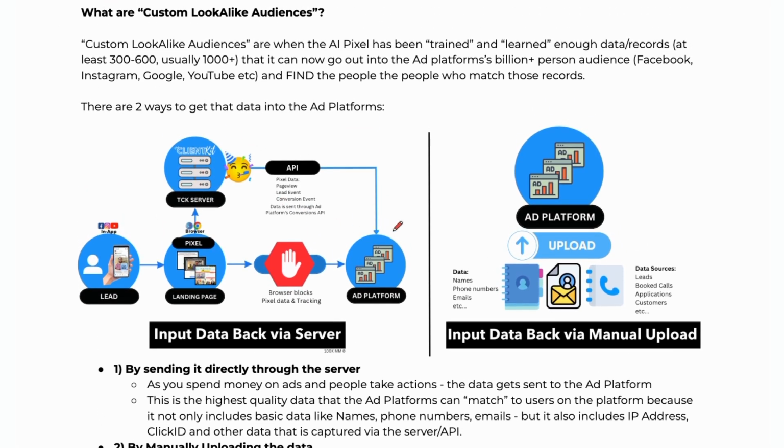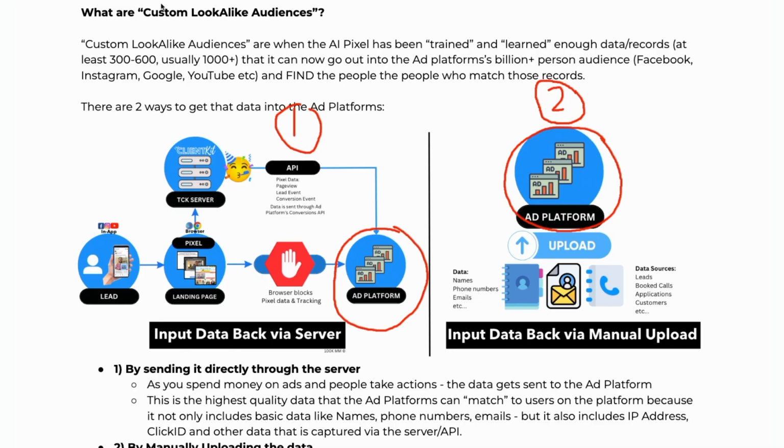Because here's the thing: once that information is in the ad platforms, and we've talked about the two ways to get it there, regardless of which of the two ways is utilized, once the ad platform, the AI, the pixel has enough of those records, it can utilize that information uploaded about the users, the customers, the leads, the booked calls, the applications, to go out and find more of those types of people. That is what custom lookalike audiences actually are.